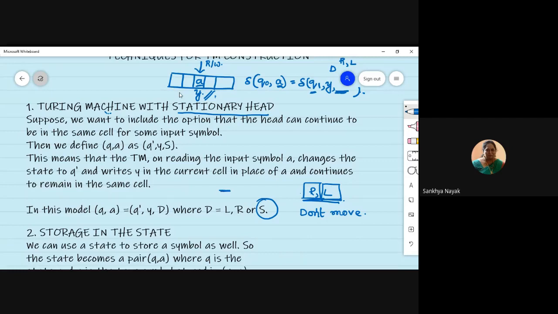So what do I do? If I'm in this place, I can go to right and come back by one position left. That means you haven't moved, isn't it? I'll repeat again, 2 options. If I start here, I should be here after this also. So far, D had to be L or R. I didn't have an option for S. So I will simulate this S using RL or LR. That means I will move to right and come back to left, or I'll move to left and come back to right to denote this stationary head. So that's one technique for Turing machine construction.